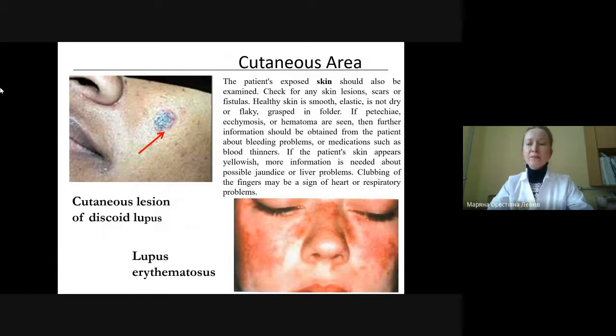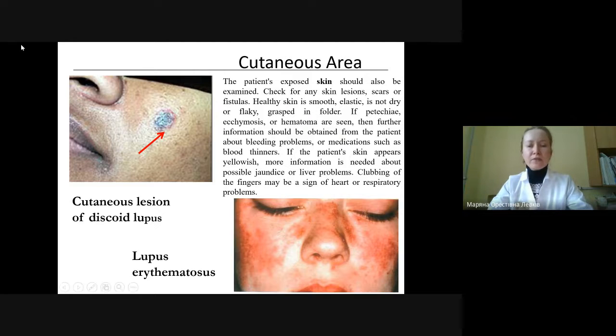The patient's exposed skin should also be examined. Check for any skin lesions, scars, or fistulas. Healthy skin is smooth, elastic. It is not dry or flaky. It can be grasped and folded. If petechiae, ecchymosis, or hematoma are seen, then further information should be obtained from the patient about bleeding problems or medications such as blood thinners. If the patient's skin appears yellowish, more information is needed about possible jaundice or liver problems.